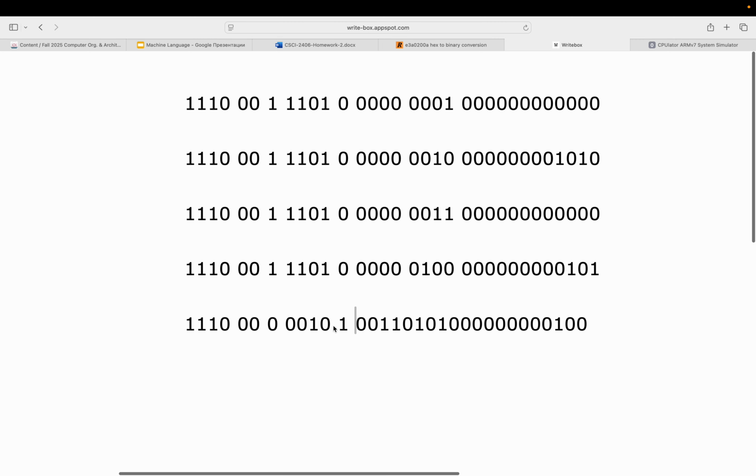Okay, so as you can see, again, it's like condition for all conditions. It is data processing, and we have changes here, which basically means that it's no immediate value, and we have 0010, which basically represents the subtraction command. So we are going to have subtraction now, and 1 here basically means that it's going to be triggered. It's not 0, so it's going to be triggered.